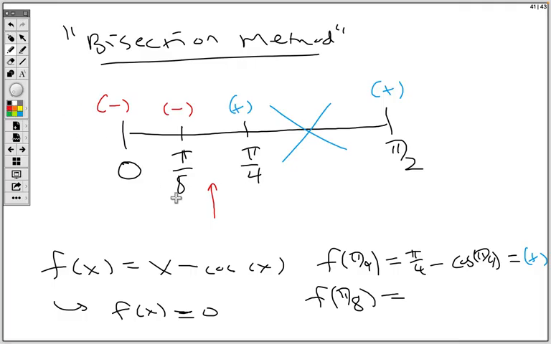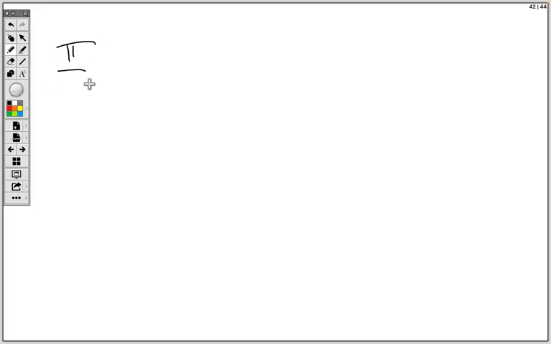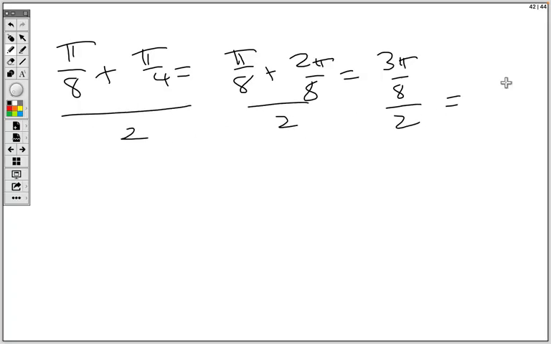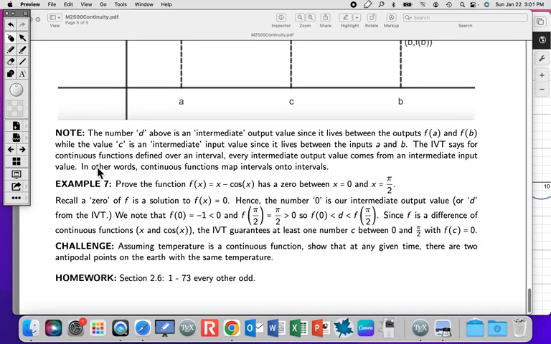So then I can continue this process. I can chop that interval in half. What would that be? Well, that would be the midpoint of pi over 8 plus pi over 4. So pi over 8 plus 2 pi over 8, which is 3 pi over 8. And then cut that in half. That's 3 pi over 16. I can look at f at 3 pi over 16 and see if that's a positive or a negative.